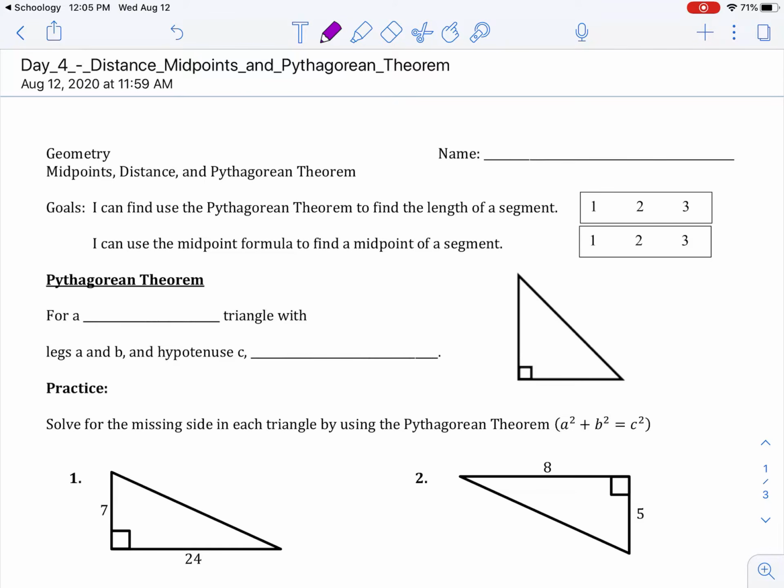Hi everyone. Today's lesson is on midpoints, distance, and the Pythagorean theorem.